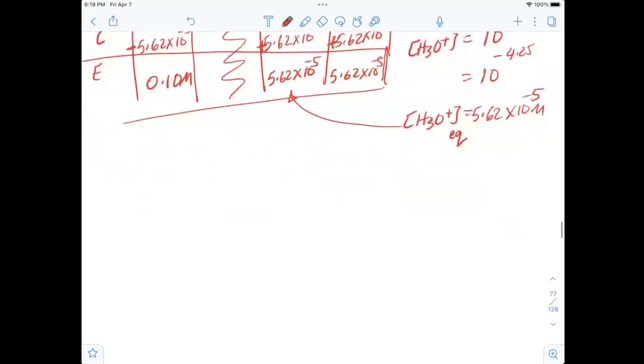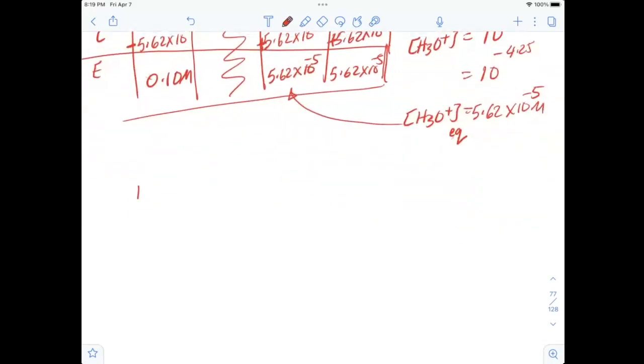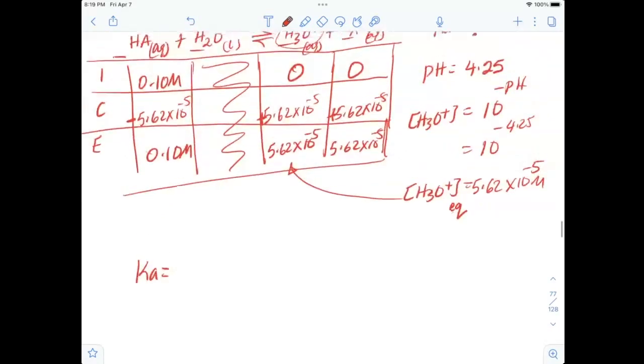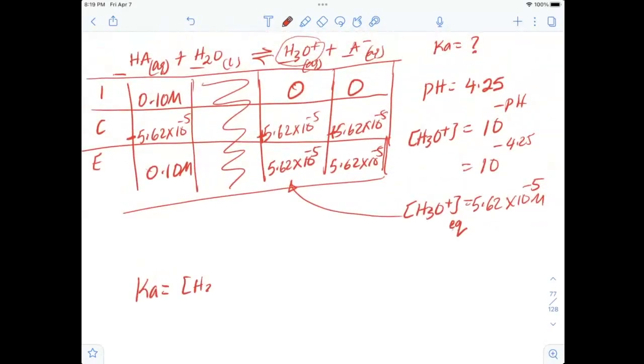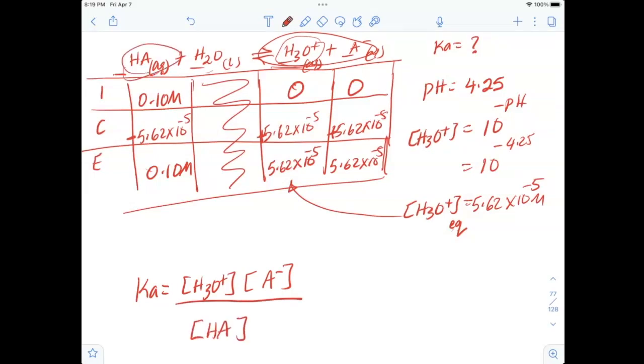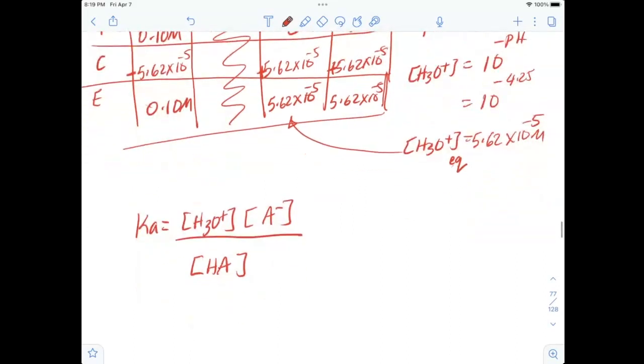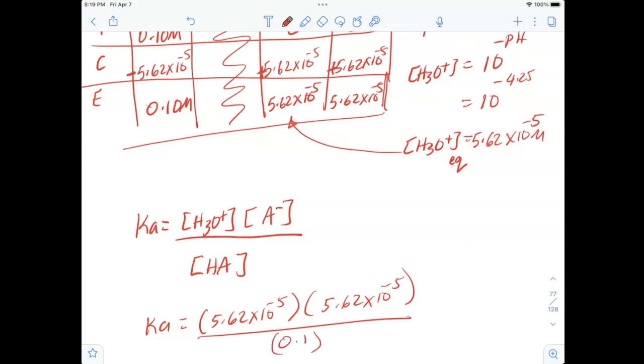Okay, let me continue. I'm getting delirious now. Oh, they asked for the Ka. So Ka is equal to, once again, the amount of H3O plus at equilibrium times the amount of A minus at equilibrium. So the products first, you multiply those, divided by HA, the reactant. Remember, do not include water because water does not make it into the equilibrium expression. So we have these numbers at equilibrium. Ka is equal to 5.62 times 10 to the power negative 5 times 5.62 times 10 to the power negative 5, divided by 0.1.